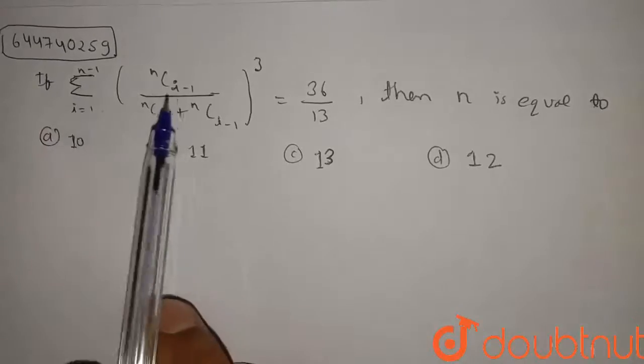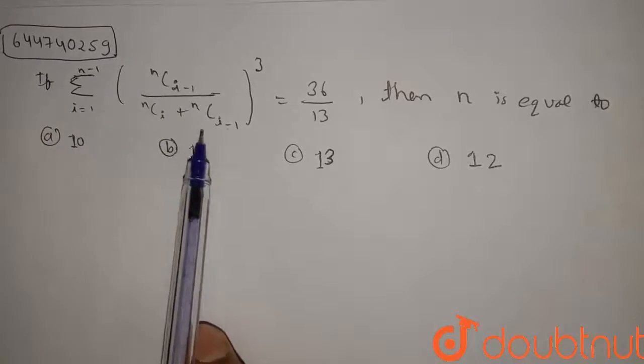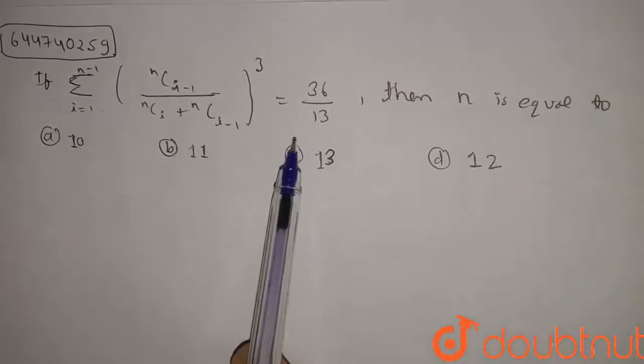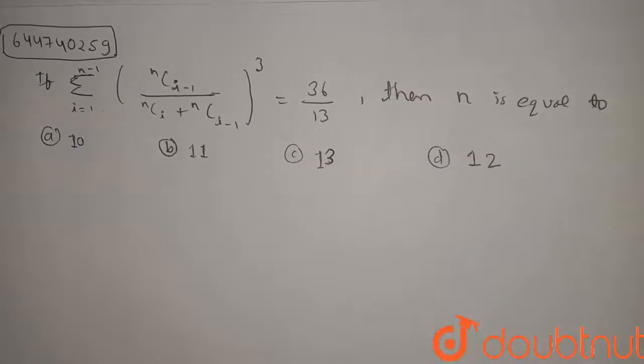Hello friends, so in this question we have given summation i equal to 1 to n minus 1 of (nCi minus 1 upon nCi plus nCi minus 1) whole cube is equal to 36 by 13, and we have to find the value of n.